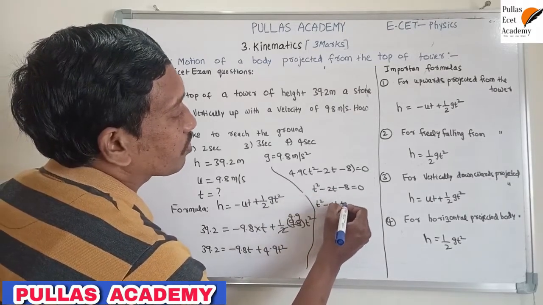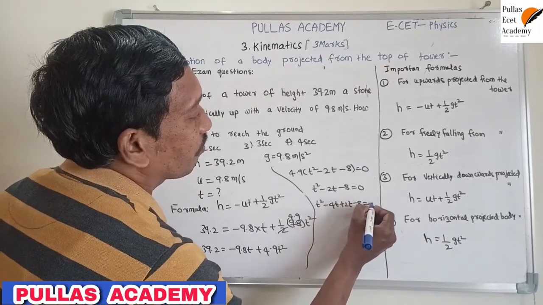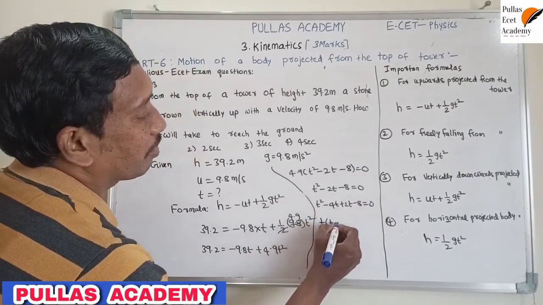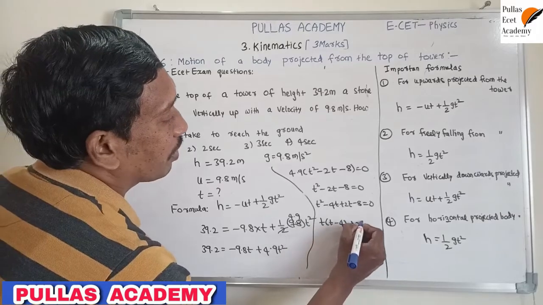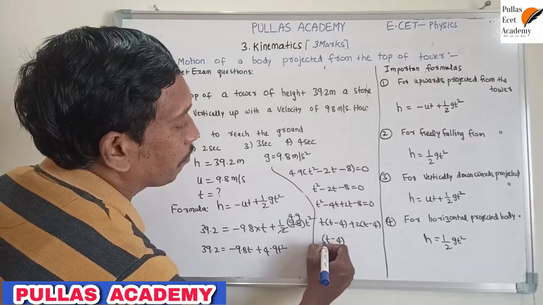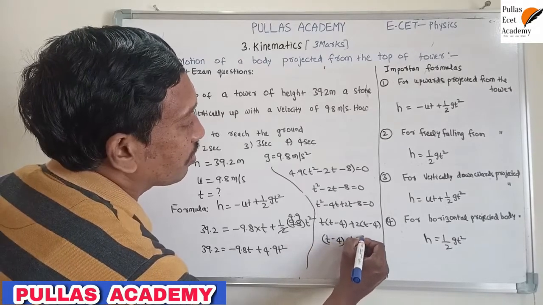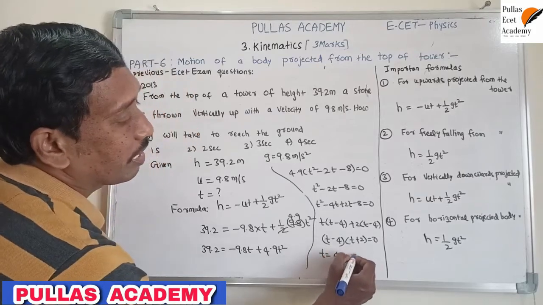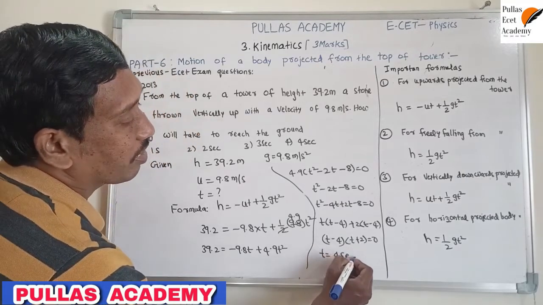Minus 40 plus 2t minus 8 is equal to 0. Taking t common, t minus 4 plus 2 into t minus 4, that means (t minus 4) into (t plus 2) is equal to 0. That means t is equal to 4, or t is equal to minus 2, which is impossible. That's why t is equal to 4 seconds is correct.